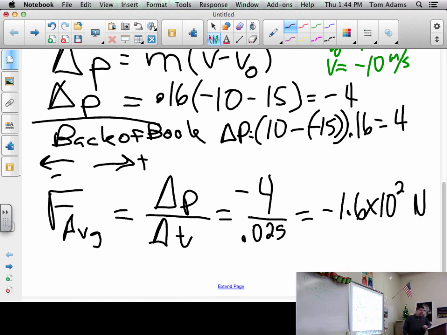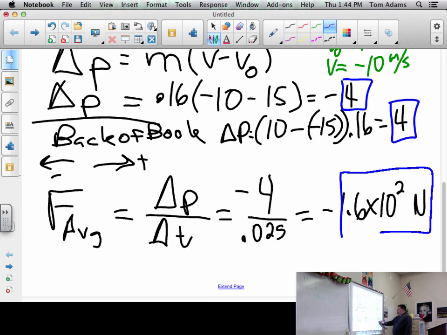Alright? So now, technically, for this one it said magnitude. So remember that the magnitude is this number. And it's the same with the force. If I were to talk about the magnitude of force, it would be that number, the 1.6. Does that make sense?